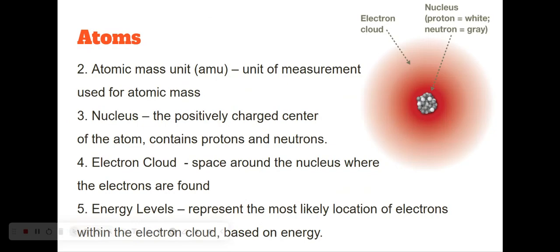The nucleus of the atom is in the center of the atom, and it has a positive charge. It holds the protons and the neutrons. Around the outside of the atom is the space called the electron cloud. The energy levels are here within the electron cloud, which is the most likely location of the electrons based on energy.